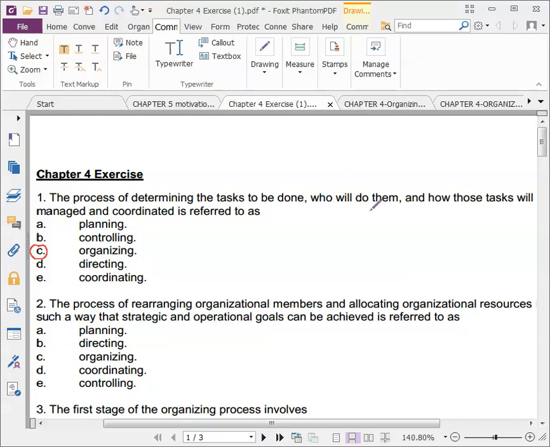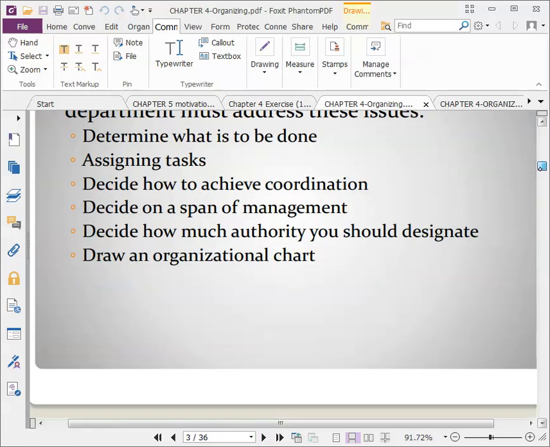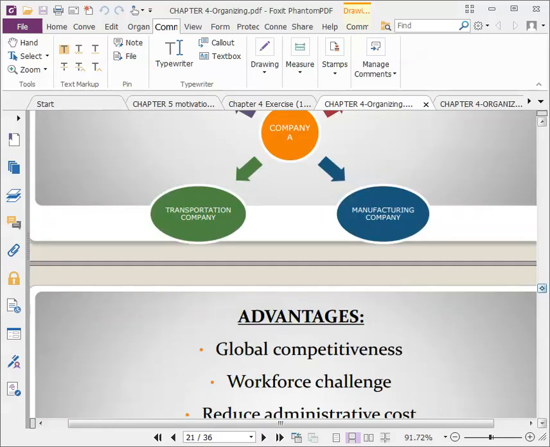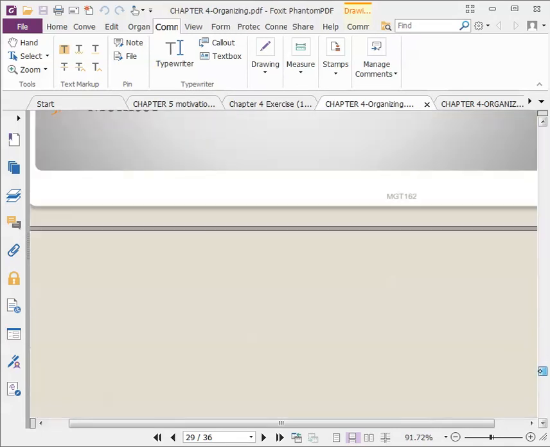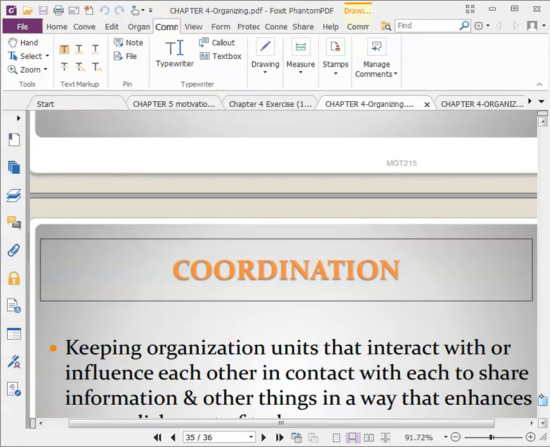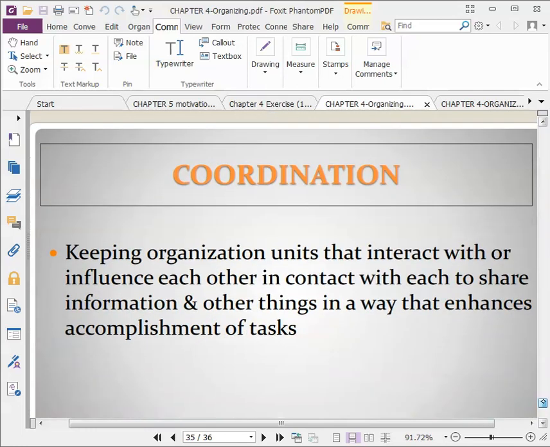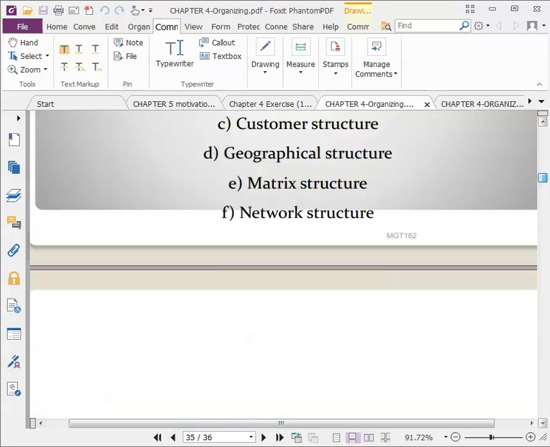Okay, kalau kita the process of rearranging the resources, we name it as, okay, kita tengok kat sini. Kat bawah sekali slide ni. If I'm not mistaken. Okay, tengok sekali. The last chapter. Sekejap, apa tadi jawapan soalan tadi? Rearranging organizational members, allocating resources. Ya ke, betul ke tak organizing? Kita tengok balik, check yang first tadi.